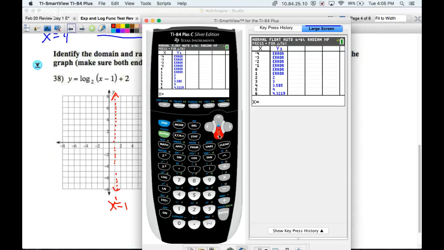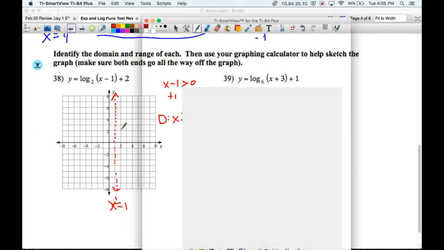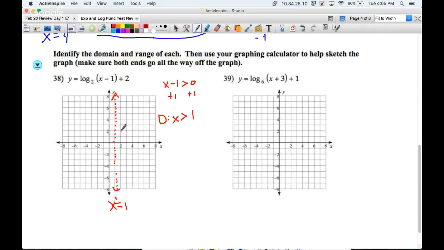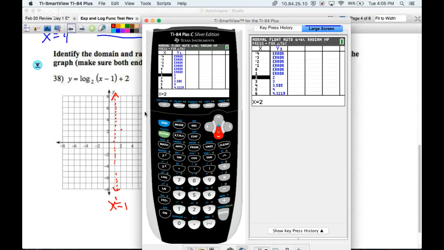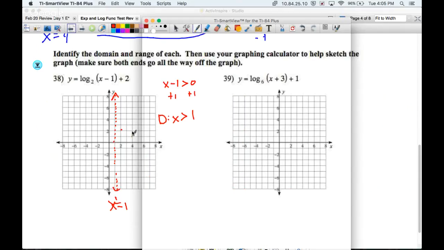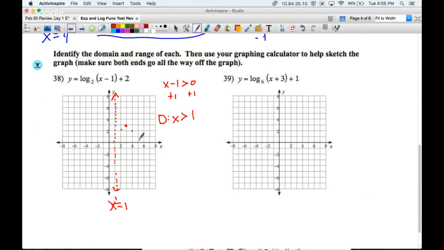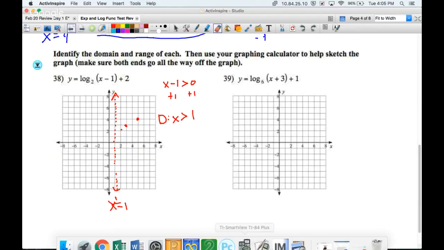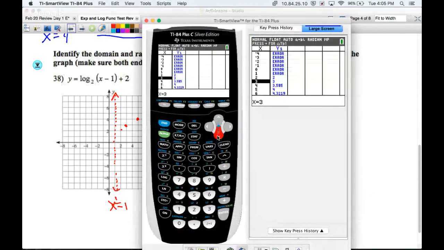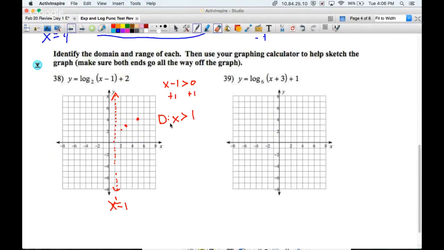I see the point 2, 2, so let me add that to my drawing. 2, 2, 3, 3, and 5, 4. I think by the time we reach 5, we're off the graph. See if that's accurate. Well, okay, so 9 over, 5 up. Yep, just off the graph for that last point.